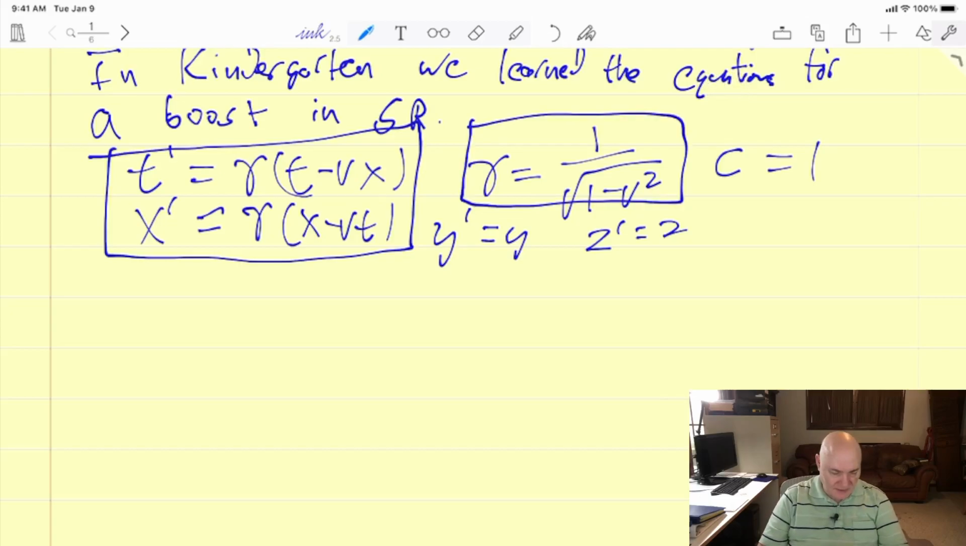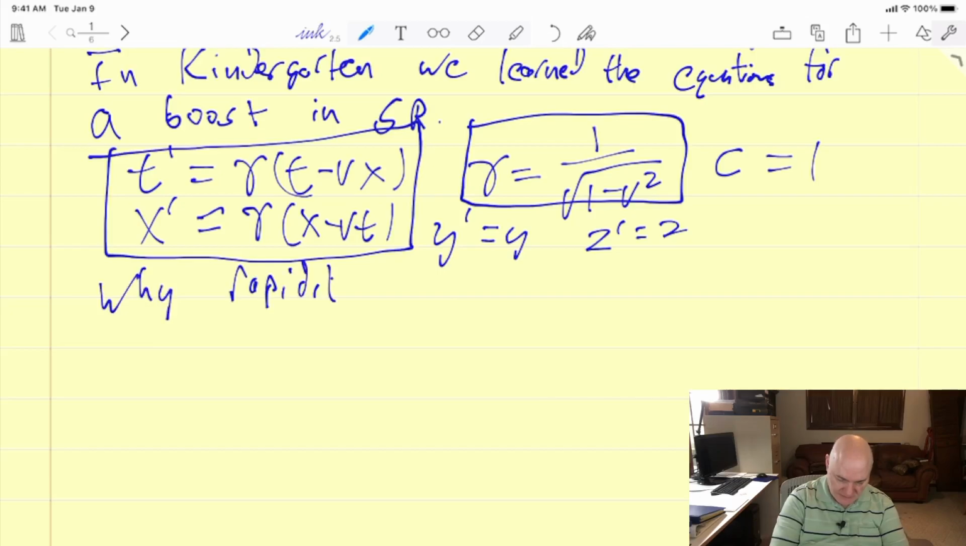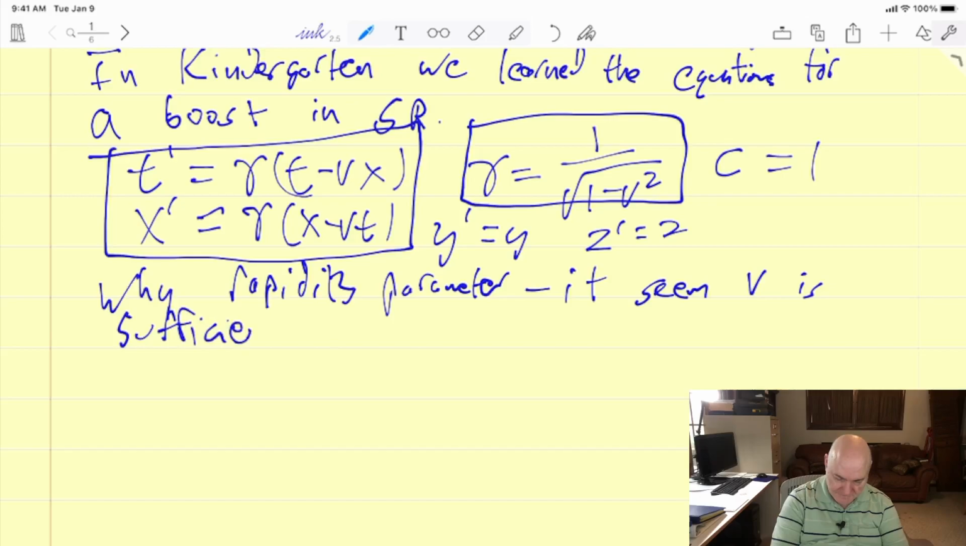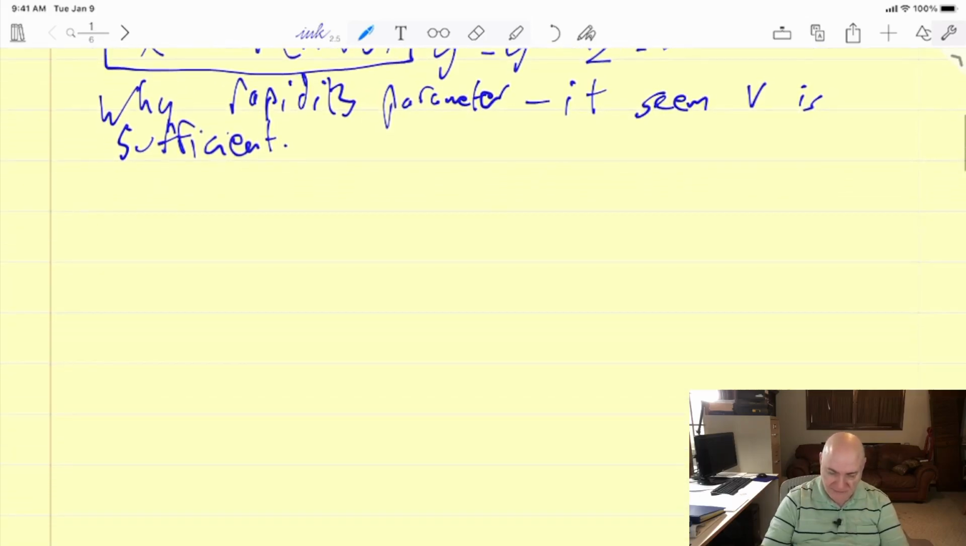Now, why do we need a rapidity parameter? It seems we already have a parameter, which is basically v, and that is sufficient for most purposes. But there is an advantage to being familiar with the notation, and sometimes the rapidity parameter or the hyperbolic parameter comes in handy.